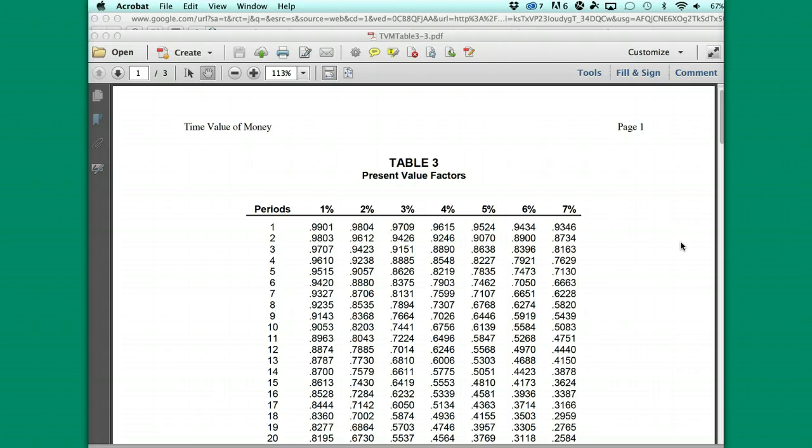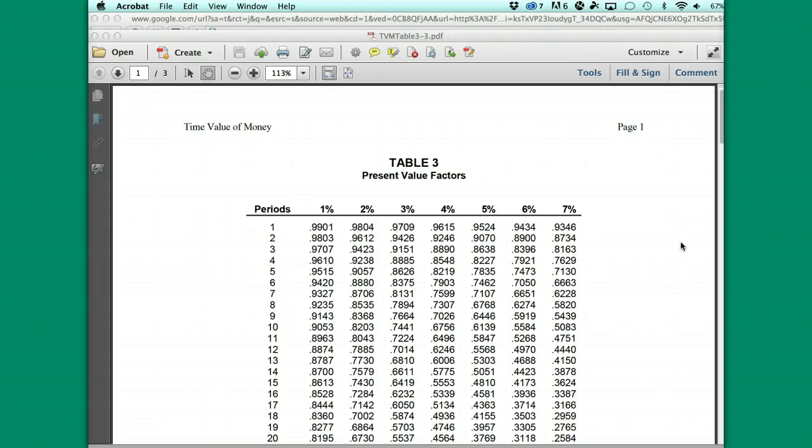So I'll just create a scenario here. Let's say that 5 years from now, we know that we need to have an amount of money equal to $10,000. We want to know what amount of money we have to put away today in order for it to be worth $10,000 in the future.